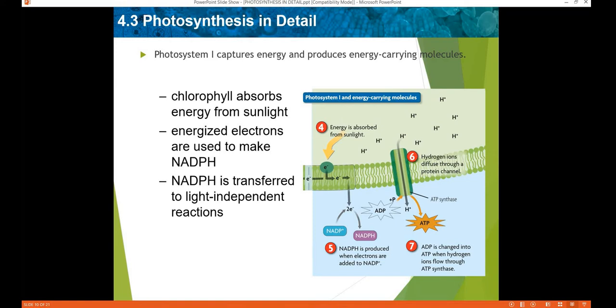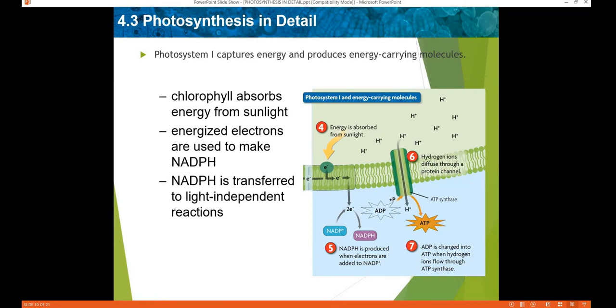I'm sure the steps in photosystem 2, steps 1, 2 and 3, are clear. Let me again go through the 4 steps in photosystem 1 so that it's clear for you. In photosystem 1, in step 4, what happens? The energy is absorbed from the sunlight. Again, the chlorophyll and the energy absorbing molecules absorb the energy from the sunlight. Then, inside the thylakoid membrane, electrons are energized and they leave the molecule.